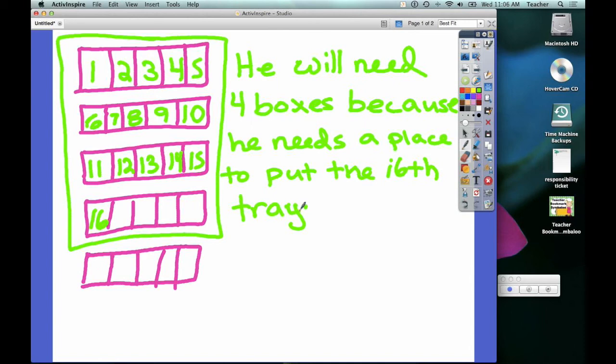And then on B it says, if the caterer fills a box completely before filling the next box, what fraction of the last box will be empty? So we've done that, right? We've filled every box. So what fraction of the last box is empty? Not full, but empty.